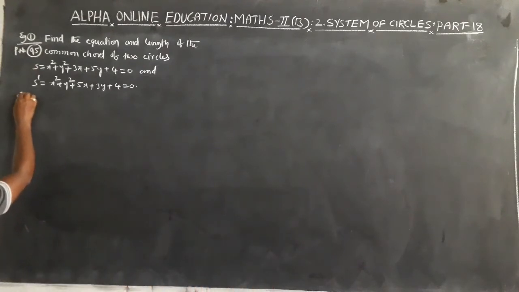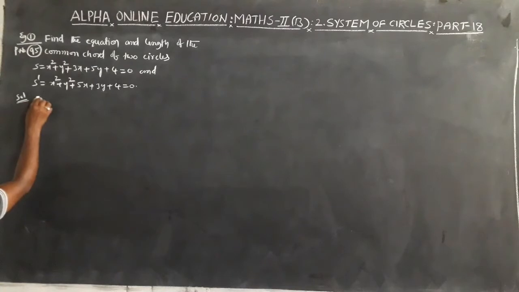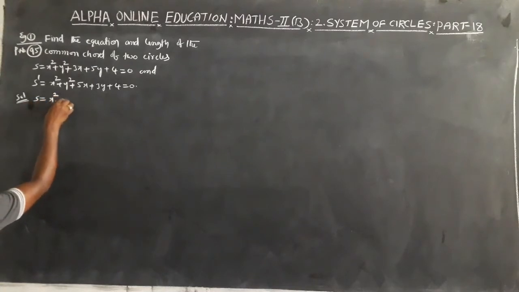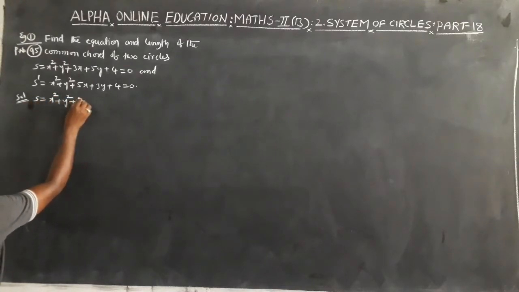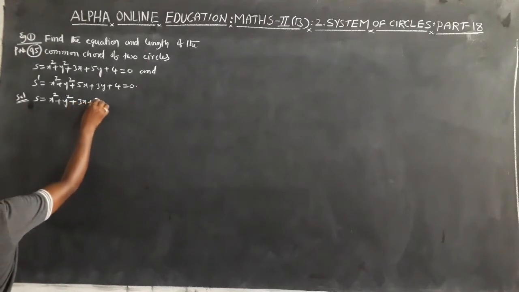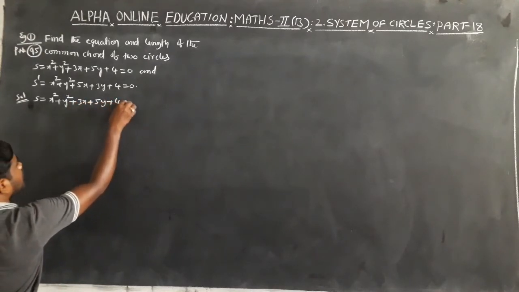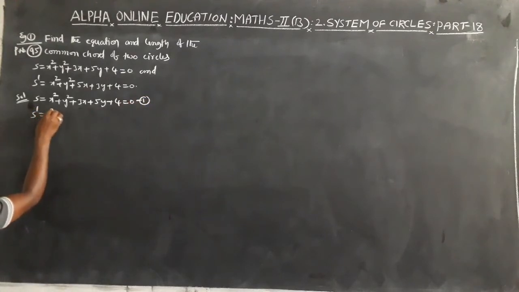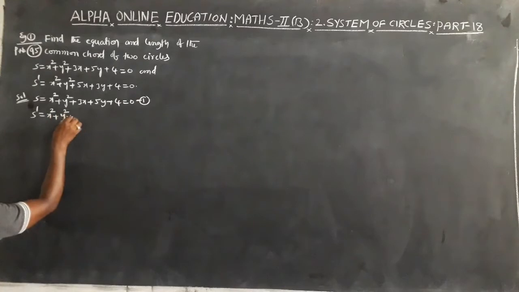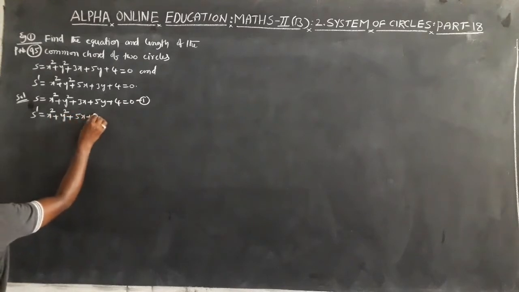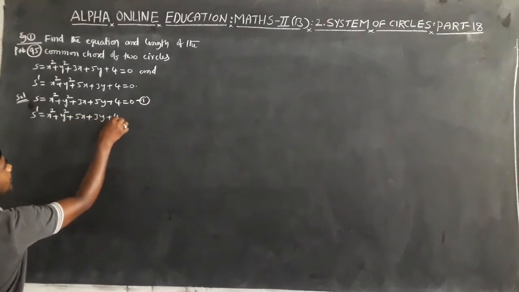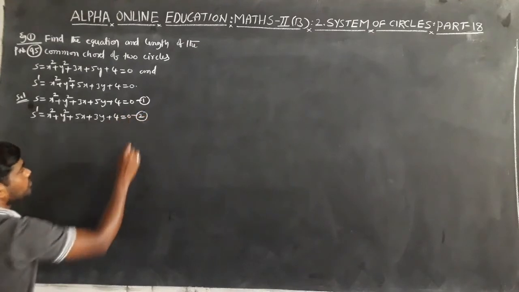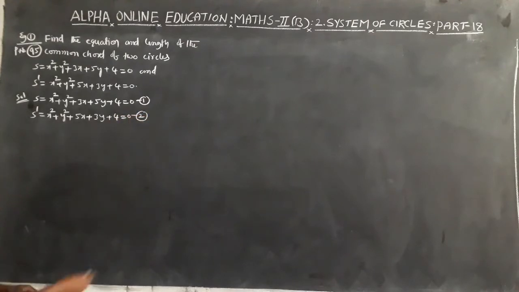First part, we find the equation of the common chord of the two circles. First circle, S is equal to x square plus y square plus 3x plus 5y plus 4 is equal to 0. Second circle, S dash is equal to x square plus y square plus 5x plus 3y plus 4 is equal to 0.